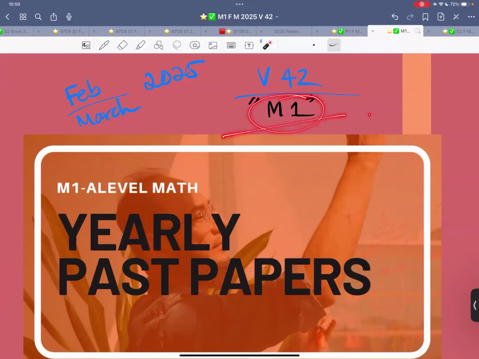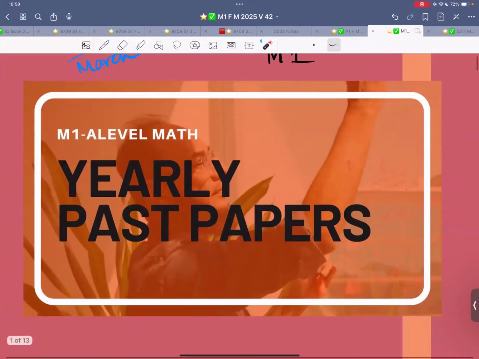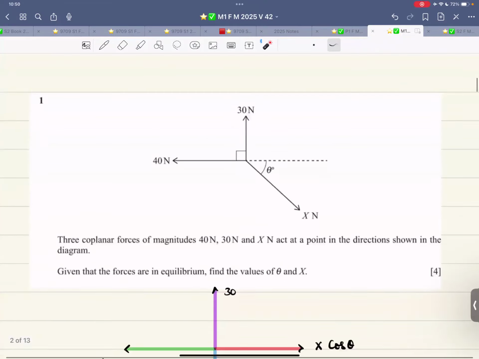We are discussing an M1 paper, a walkthrough solution of March 2025. There is only one variant, which is 42. Let's get started right away.